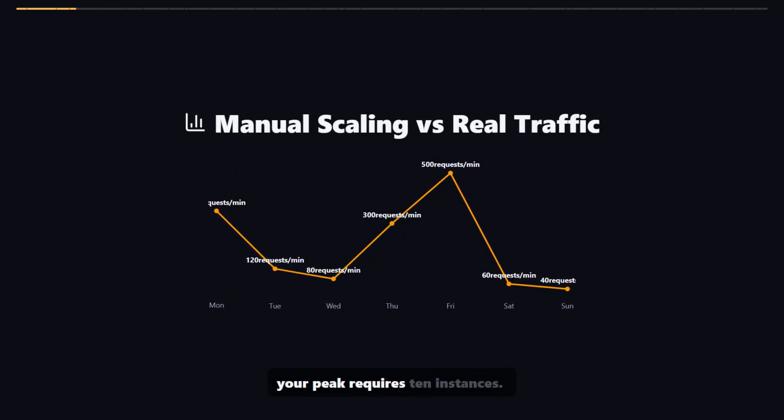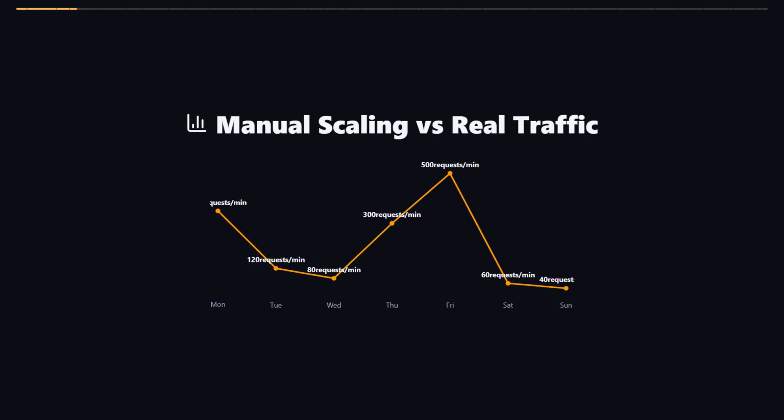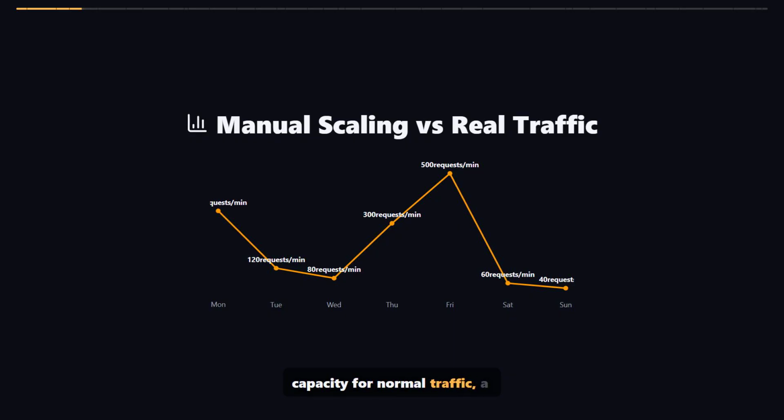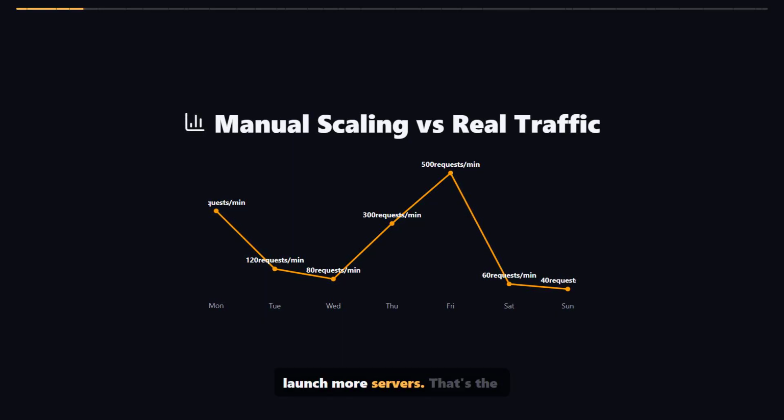Suppose your peak requires 10 instances. During most of the week, the application may only need 2 or 3. Keeping 10 running all week gives you extra capacity, but much of it may sit idle. Go too far in the other direction and you create another problem. If you only provision enough capacity for normal traffic, a sudden spike may overwhelm the application before someone can manually launch more servers. That's the balancing problem.